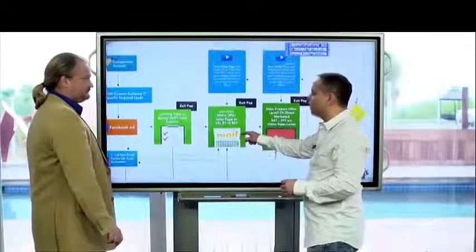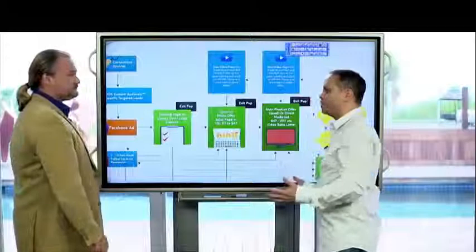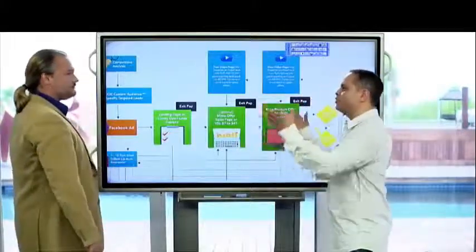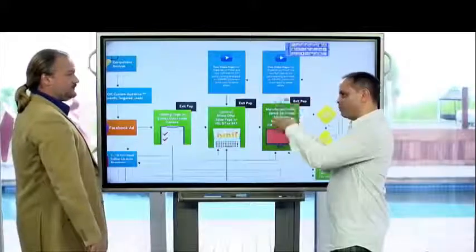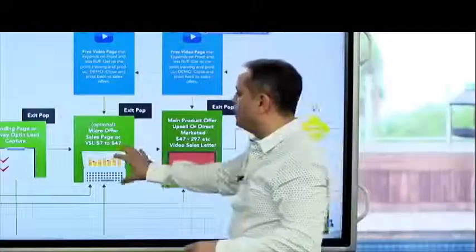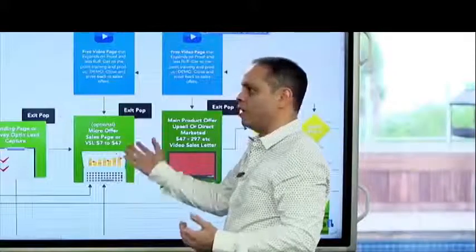Now, if we do some math, we know that 95% of the people coming to this page are leaving. Our goal is to minimize all of these pipe leaks. We want to make stop gaps. So how do we now maximize this 95% of the people leaving?